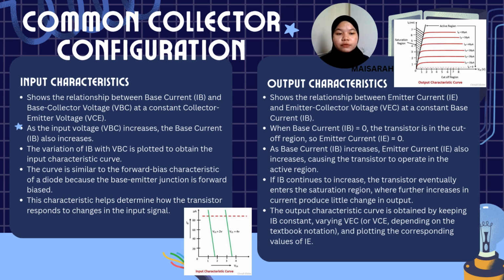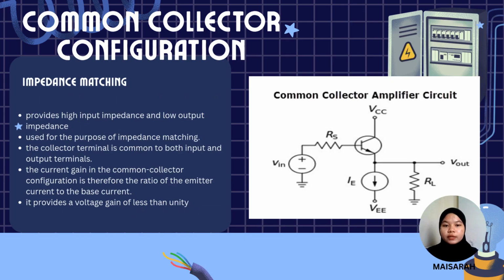If the base current increases further, the transistor reaches the saturation region, where further increase in current produces very little change in the output. One of the most important applications of the common collector configuration is impedance matching. This configuration has high input impedance and low output impedance. High input impedance means it draws only a small amount of current from the input source, preventing the source from being overloaded. Low output impedance allows the circuit to supply sufficient current to the load efficiently.